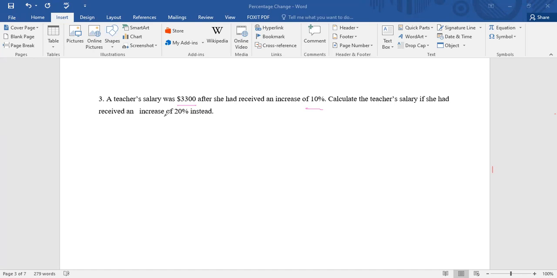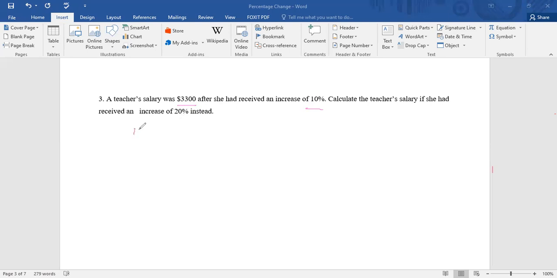The good thing in maths is we have to understand the problem, so I'm going to read this question again. A teacher's salary was $3,300 after she had received an increase of 10%. So originally her salary was much lower, but she got a 10% increase and her salary became $3,300. Calculate the teacher's salary if she had an increase of 20% instead. So we want to know what her salary would have been if she got a 20% increase instead of the 10%. First thing first, we need to remove the 10% from this salary, and then we're going to add 20%.